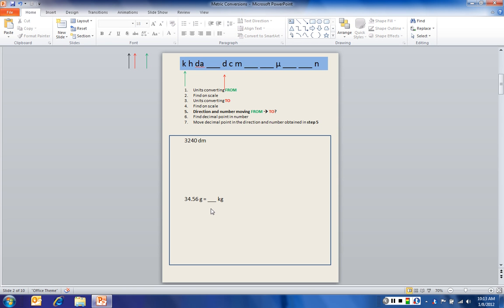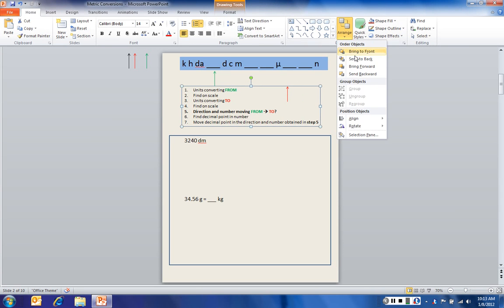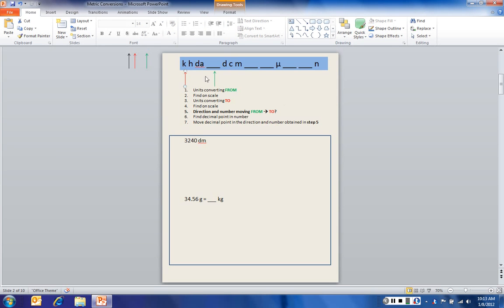All right, 34.56 grams. Grams, there's no unit prefix there. So what am I talking about? I'm talking about grams right there. Going to kilogram. Okay. So I'm going 1, 2, 3 to the left. Find the decimal point. Get rid of it. Go 1, 2. I need to add a 0 as a placekeeper. 3 to the left, and put the decimal point in front of it. So the answer is 0.03456 kilograms.